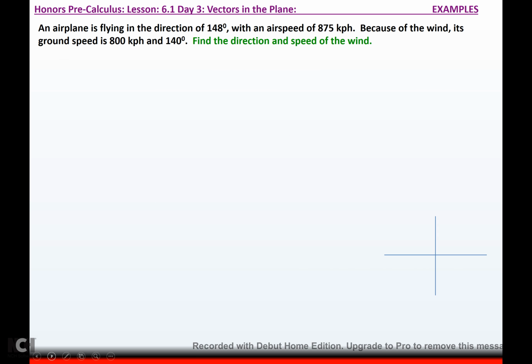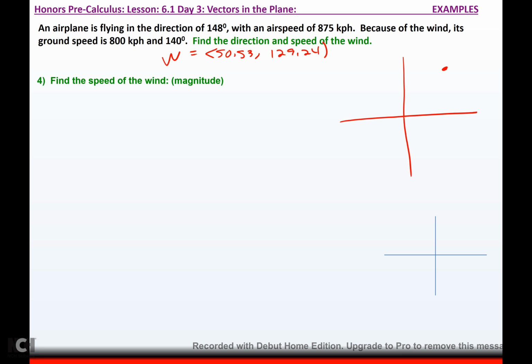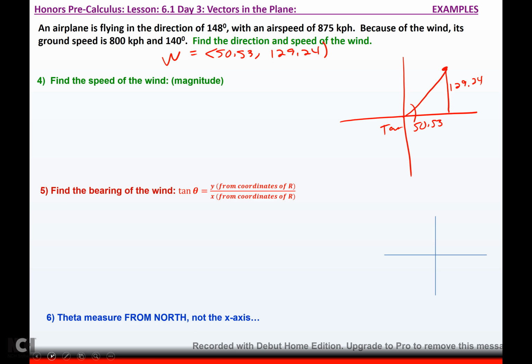So if I take my resulting wind vector, which was 50.53, 129.24, and sketch that out, this is 50.53, this is 129.24. Tangent will let me find that. Sorry, I keep doing things out of order, because it doesn't matter what order you find these in, obviously. So I'm finding the bearing of the wind. Oh, I need the magnitude, don't I? No, I don't.